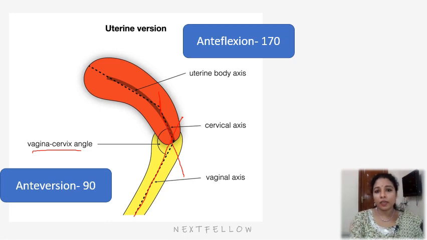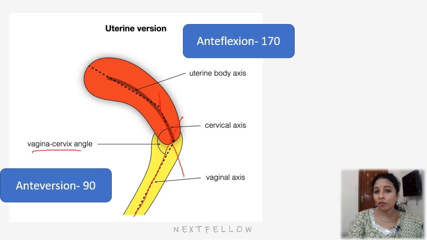Next, the anteversion is the long axis of the vagina against the urinary bladder, and in the anterior bend of the uterus, the angle is between the cervix and vagina. That was about the angle of anteversion.